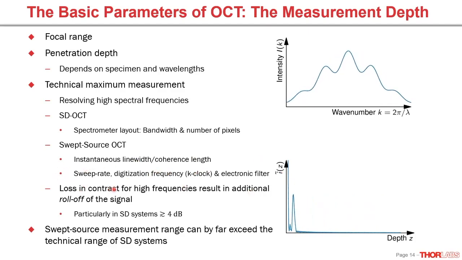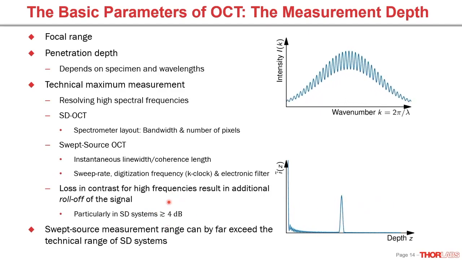And so what happens if you have either not the perfect coherence function, or not the perfect spectrometer imaging, you will lose signal over depth, which is called roll-off in OCT. And roll-off in general is higher for SD systems, and you have a rather theoretical limit if you have a fill factor of about 1 for the camera, so the camera pixel size is the maximum, so that you don't lose light. You will at least lose 4 dB of sensitivity over the entire measurement range. Usually it may even be higher than that.